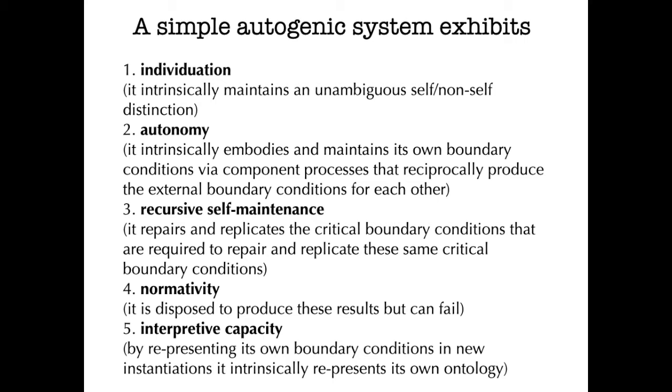3. Recursive self-maintenance, a term used by Mark Pickard, because it repairs and replicates the critical boundary conditions that are required to repair and replicate these same critical boundary conditions. 4. Normativity. It's predisposed to produce these results, but this can fail. 5. And it has interpretive capacity. This is because by representing its own boundary conditions in new instantiations, it intrinsically represents its own ontology.